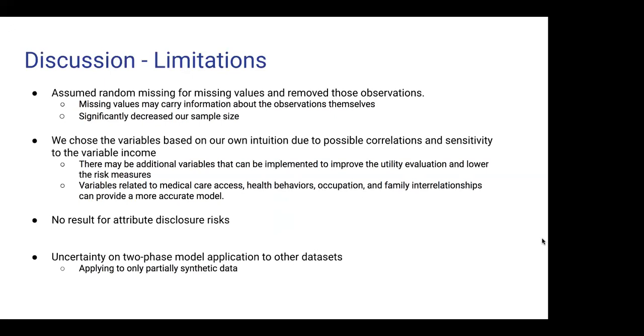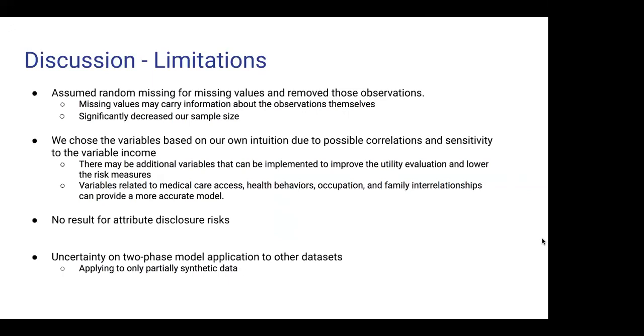Another limitation was that we chose the variables, and we looked at socioeconomic, demographic, and health variables. So it was hard for us; we used our own intuition to decide which ones could have the most sensitive relationship with income, and we based our decisions on that. Another limitation was that we didn't implement the attribute disclosure risks, which would have further emphasized the ability to assess the risk between the two-phase and the single-phase model.